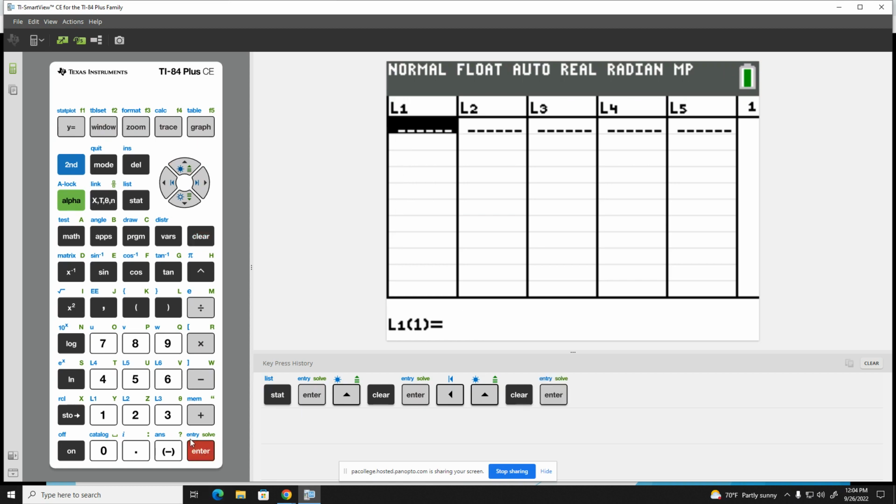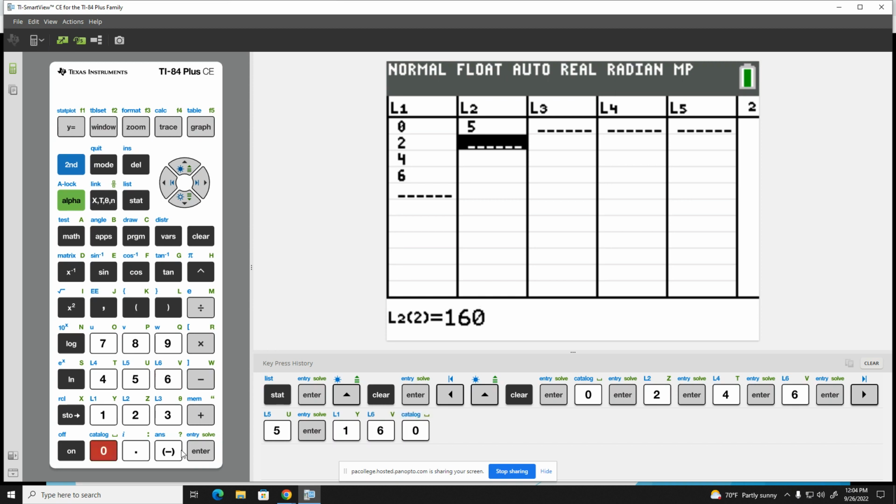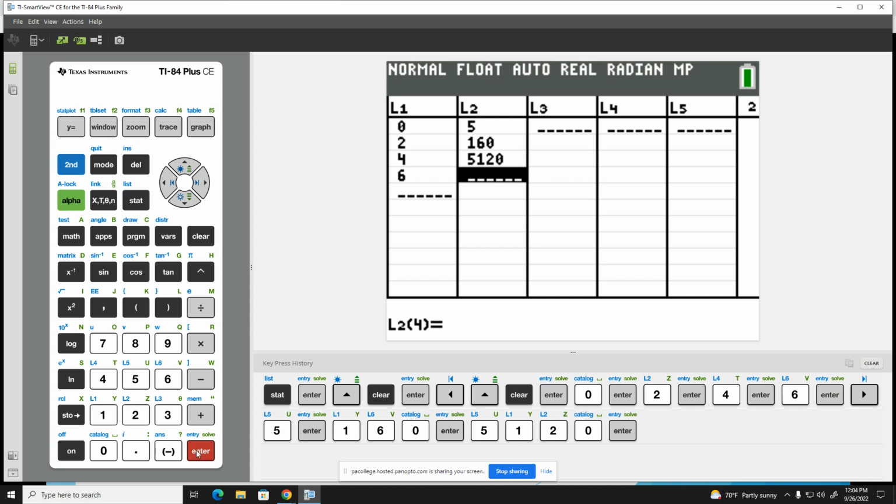And so my list 1 is my x values or time, which were 0, 2, 4, 6. And my list 2 values were 5, 160, 5,120, and 163,000, huge number here, 840.